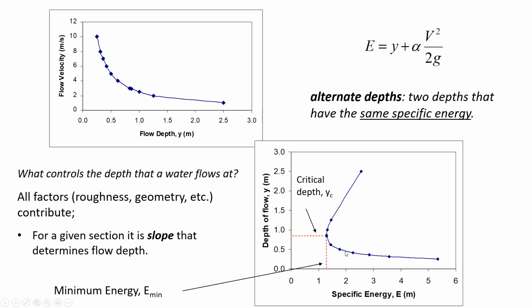There could be a depth of, it looks like about 0.5 meters, or if we go up here and find the crossing point up above in the subcritical region, the depth looks like it's about 1.7 meters. So 1.7 meters has a specific energy of 2, and 0.5 meters has a specific energy of 2. They have the same amount of specific energy, so they're alternate depths.